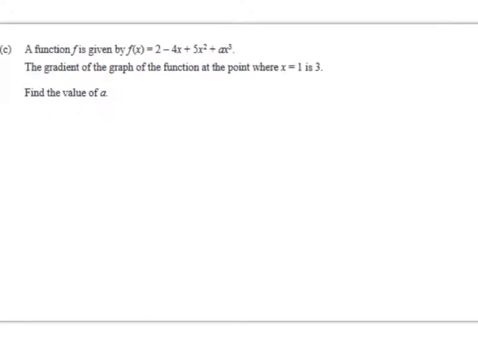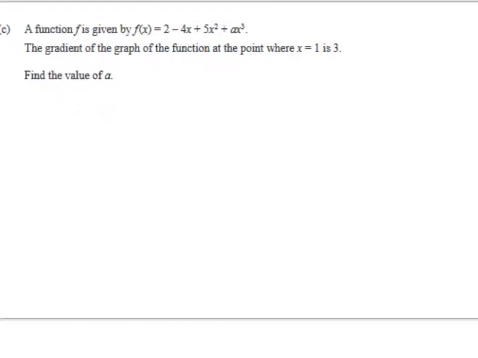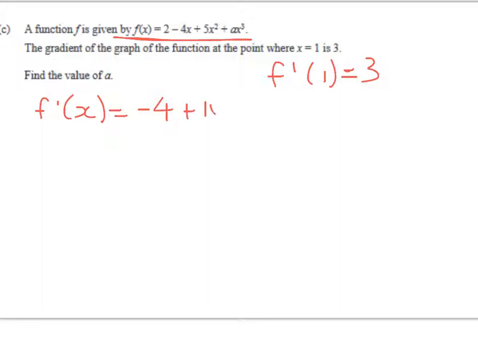Okay, so we've been given a function. This is it up here. And we've been told the gradient of the graph at the point where x equals 1 is 3. So that means that f dash at 1 equals 3. And we're asked to find the value of a. So we'll start by differentiating. So f dash of x is equal to negative 4 plus 10x plus 3a x squared.